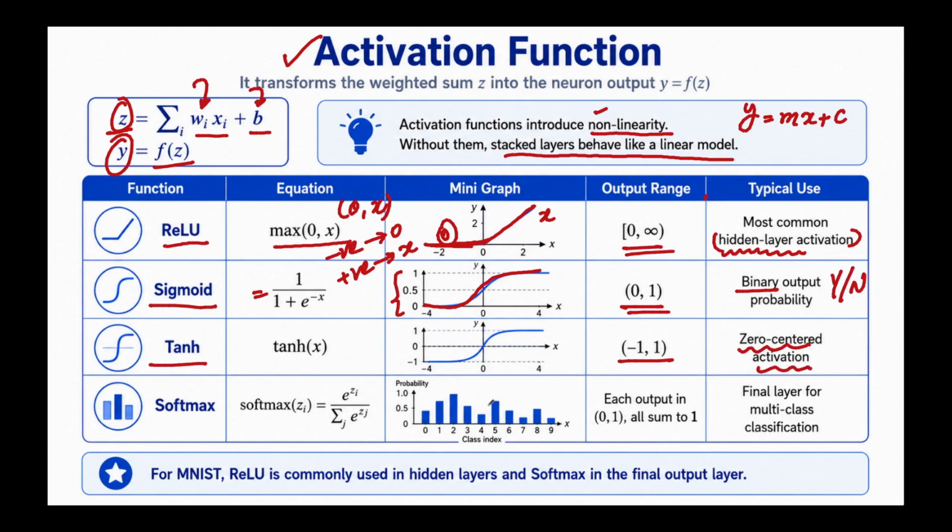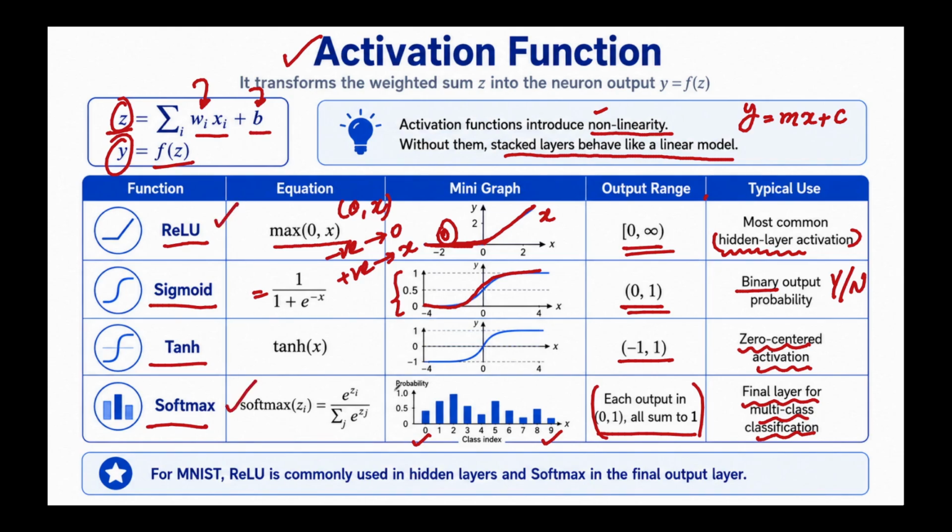Fourth one is softmax. Softmax is used in the final layer for multi-class classification. For MNIST, we have 10 classes. So softmax gives 10 probability values, one probability for each digit. The important point is each output is between 0 and 1. All outputs sum to 1. For example, for digit 1, digit 0, digit 8, if you add up the probabilities, you will get the value as 1. If digit 8 has the highest probability, then the model predicts it as 8. So for our MNIST model, ReLU is used in the hidden layer, softmax is used in the final output layer.